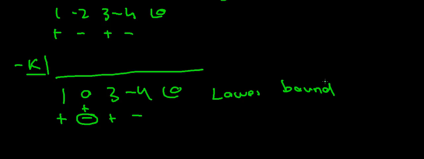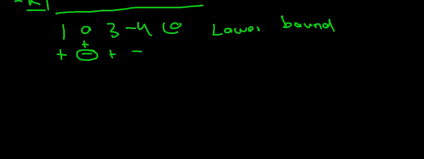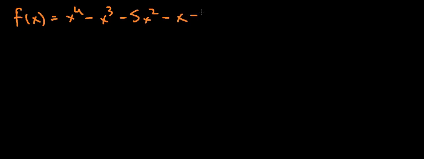So now that we understand what the bounds are and how the rules work, let's do an example and see how bounds might be able to help us eliminate some of the work we might have to do when looking for the rational zeros of a function. So here I have an equation, and I want to know what the rational zeros are.